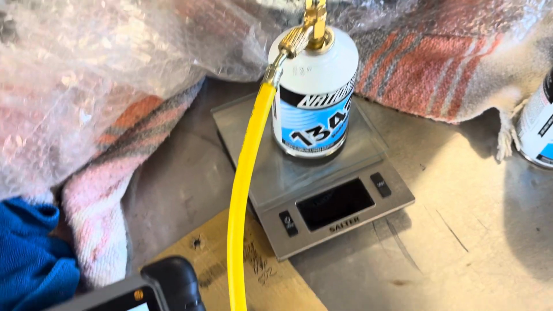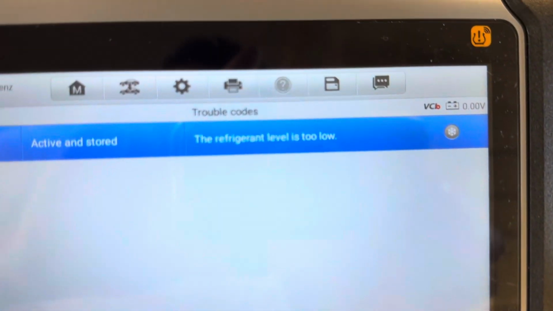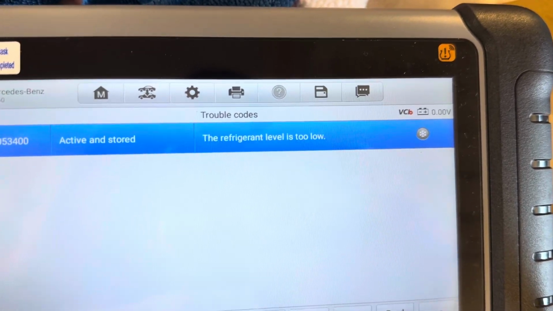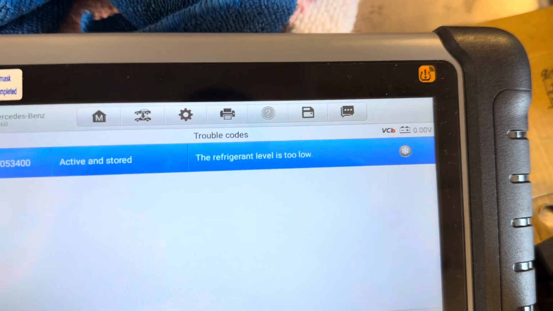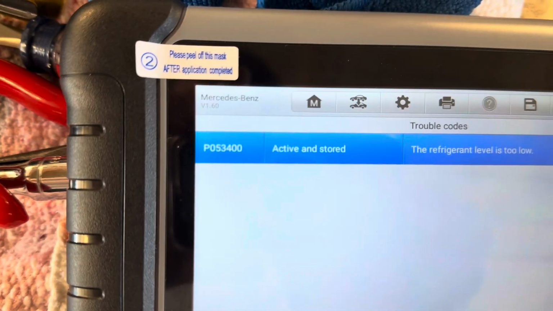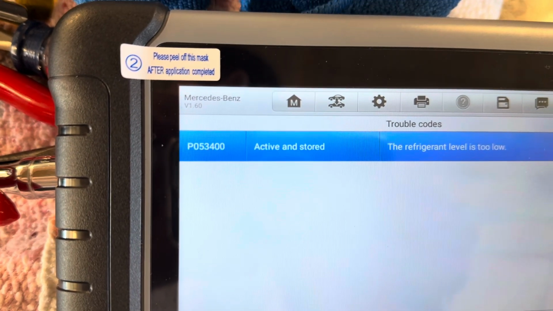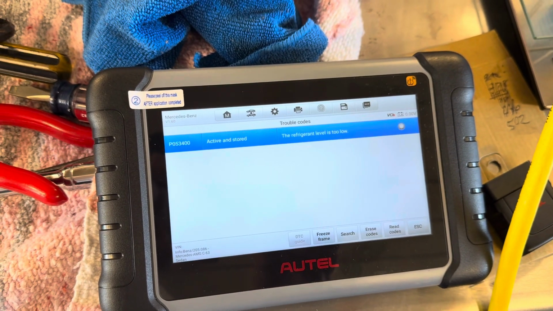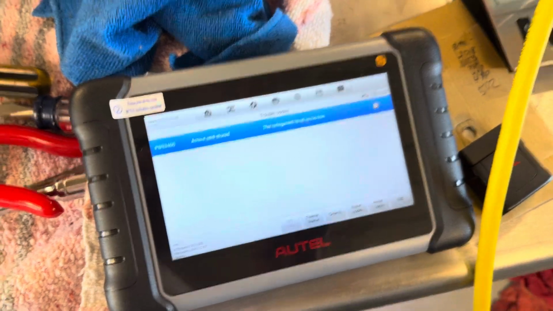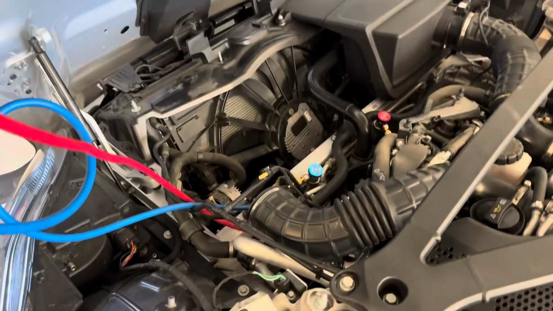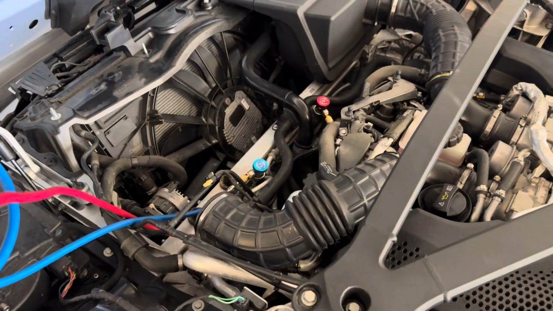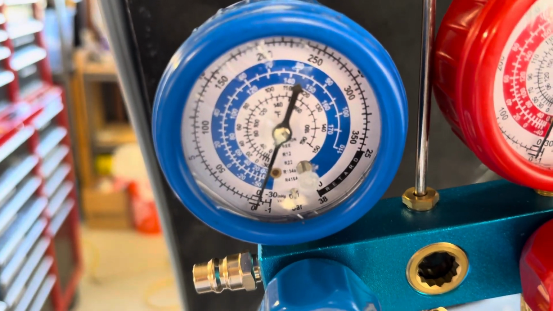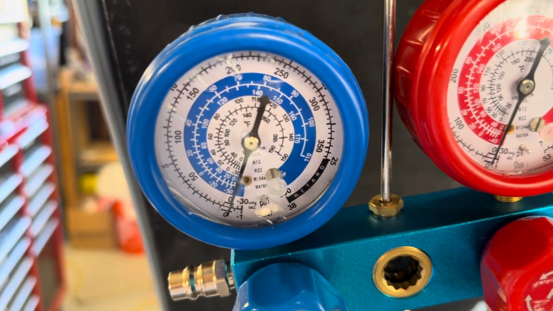I'm running into a fun issue where the car is not turning on the air conditioning compressor because it sees the refrigerant levels too low. Yeah, that's right. So it's got a code. I actually tried to clear it. It's active and stored. What I need to do is figure out how to bypass the error and get the car to turn on the air conditioning compressor so that I can pull in enough refrigerant that it creates the pressure that it doesn't air out.